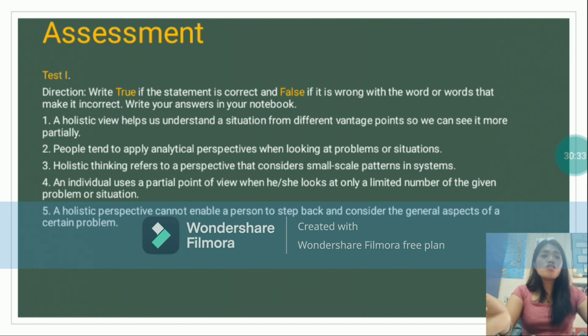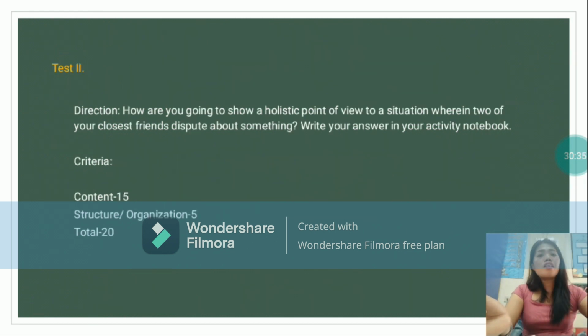Now, for test 2, you have here, how are you going to show a holistic point of view to a situation wherein two of your closest friends dispute about something? Write your answer in your activity notebook. The criteria would be content is 15 points, the structure and organization is 5 points, and a total of 20 points. Okay.